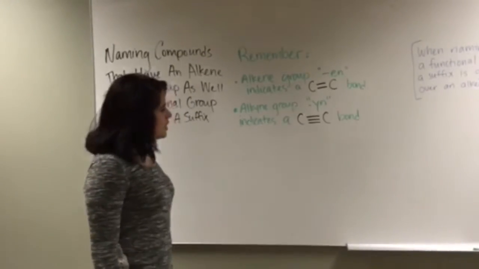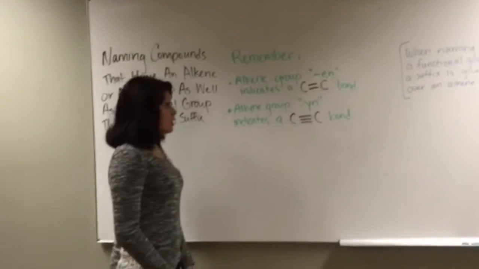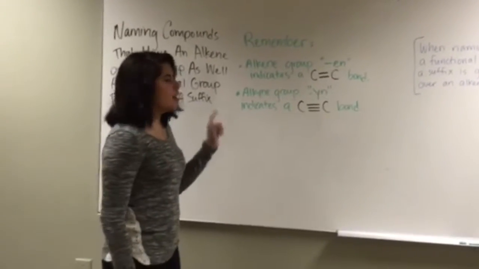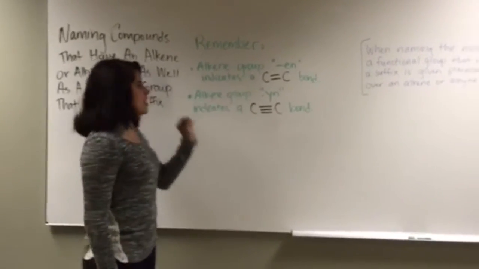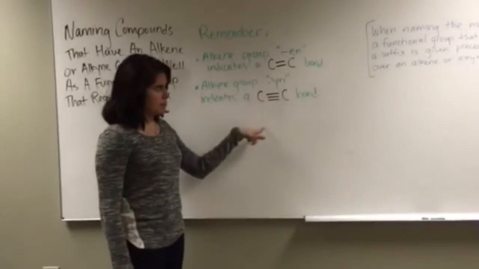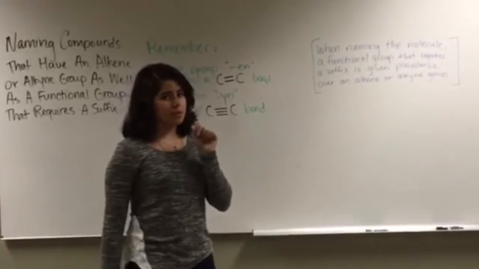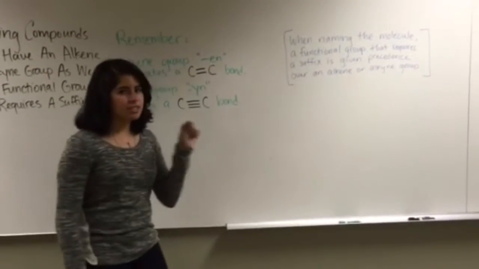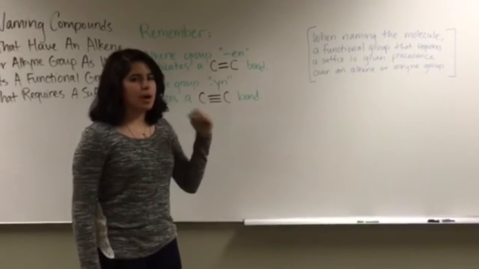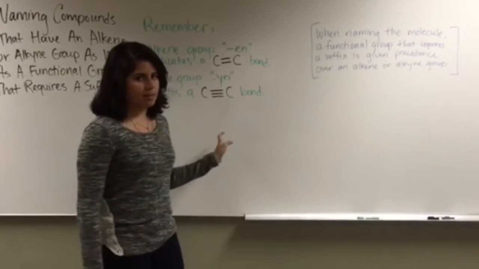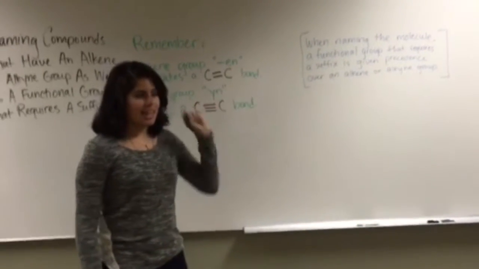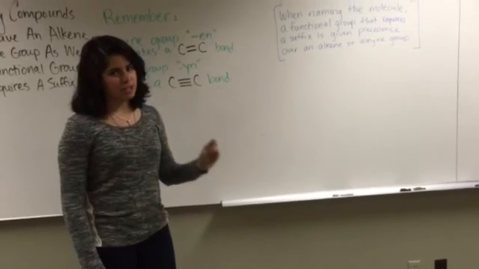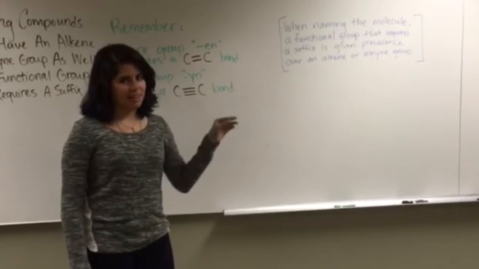All right, there's a few things to remember before we move on. An alkene group indicates a double bond. An alkyne group indicates a triple bond. But the most important rule in this chapter is that when naming the molecule, a functional group suffix takes priority over the alkene or alkyne group. That means the suffix at the end will be the functional group, not an alkene or alkyne.